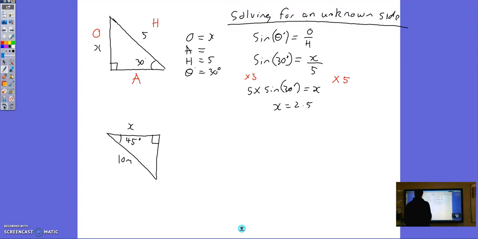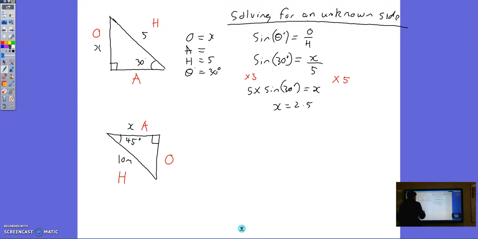Moving on to the next example. Once again, step 1, I'm going to label my diagram. This here is my theta, which means that my hypotenuse is the longest side, opposite is the side opposite to the angle, and adjacent is the side that touches the angle that is not the hypotenuse.